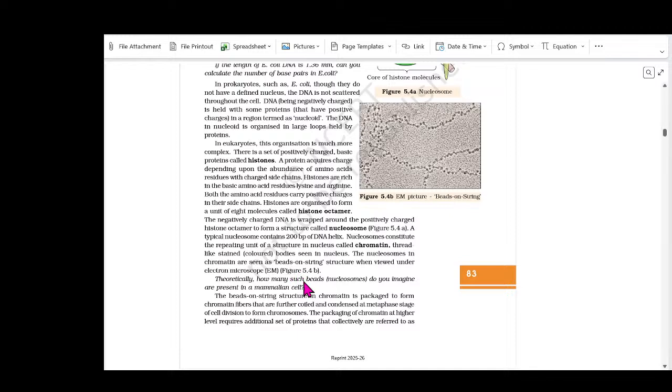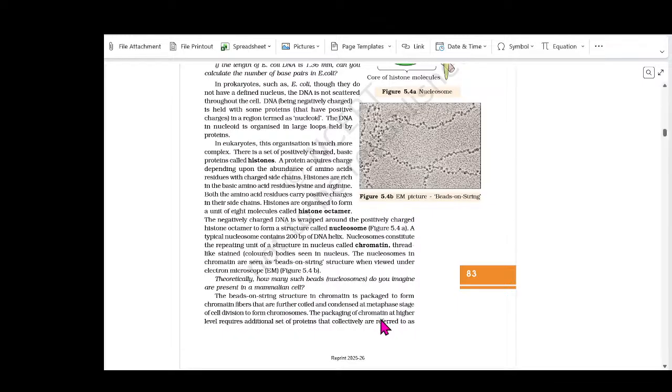Theoretically, how many such beads or nucleosomes do you imagine are present in a mammalian cell? The beads on string structure in chromatin is packed to form chromatin fibers that are further coiled and condensed at the metaphase stage of cell division to form the chromosomes.